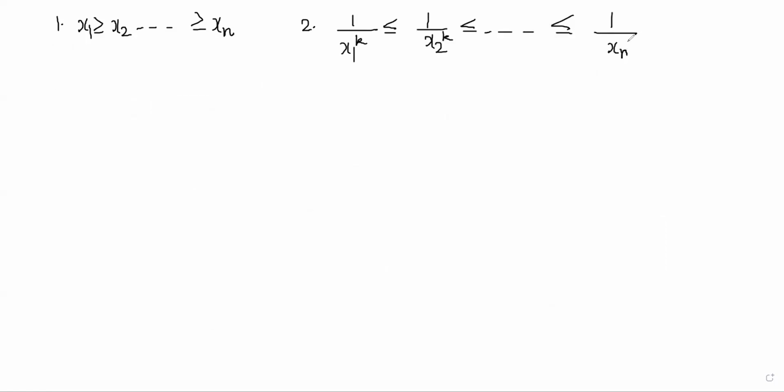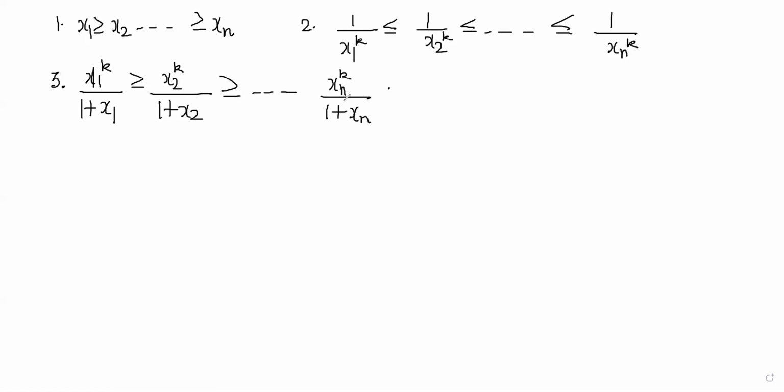We know, first of all, x1 is greater than x2 is greater than xn. We know 1 by x1 power k is less than equal to 1 by x2 power k less than equal to 1 by xn power k. Third thing, we know x1 power k by 1 plus x1 is greater than x2 power k by 1 plus x2 is greater than xn power k by 1 plus xn. We have established these inequalities, right? Okay. So now let's look at the target that we have.